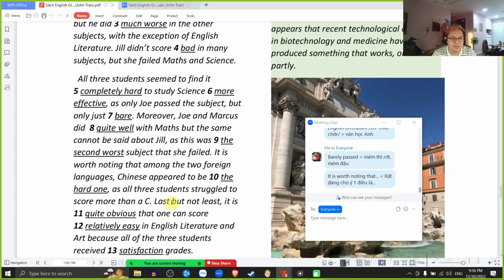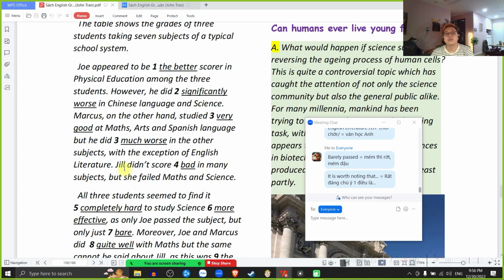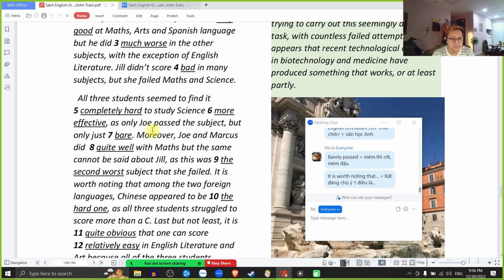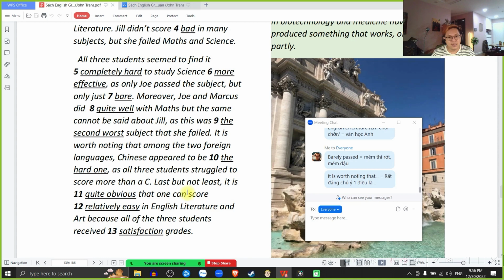As all 3 students struggle to score more than a C. Khi mà tất cả 3 sinh viên này đã gặp khó khăn để mà có được điểm hơn điểm C. You can see that Chinese, you see D minus, D minus, C minus. It's very hard, that's why the score is so low. Cái môn này nó khó lắm cho nên là cái điểm nó mới thấp như vậy. Last but not least, cuối cùng nhưng không kém phần quan trọng.